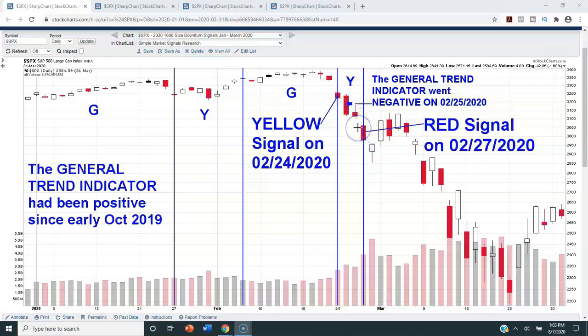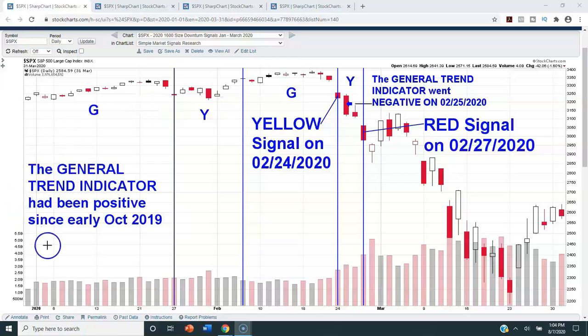So think about this. All in 1 week, just a few days apart, we had a yellow signal, the general trend indicator went negative, and then the risk signal went red on the 27th. That was Thursday. By the way, this general trend indicator is a positive-negative signal, and it operates totally independently of the risk signals. It's just trend. So the general trend indicator gives you still another way to monitor and control risk in your portfolio.